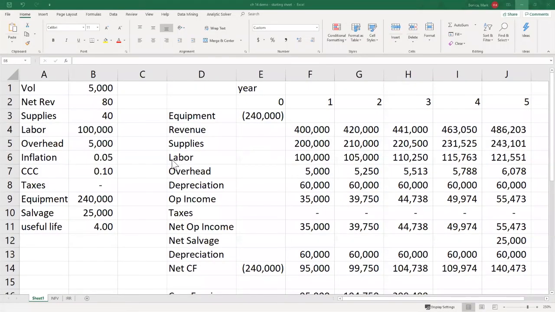Okay, so last time we were working on this notional organization that was making an investment in a piece of equipment that cost them $240,000. We had this information about them. I'm trying to teach you a couple of things at the same time. One is how to build a good Excel model. This is more than just a spreadsheet, right?